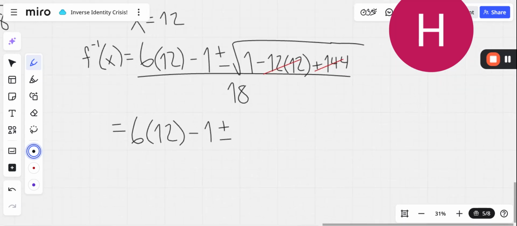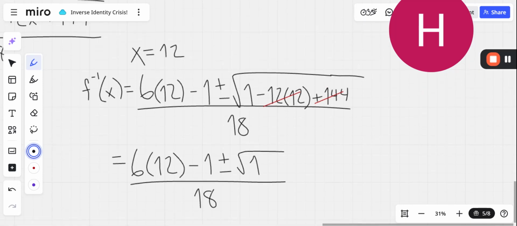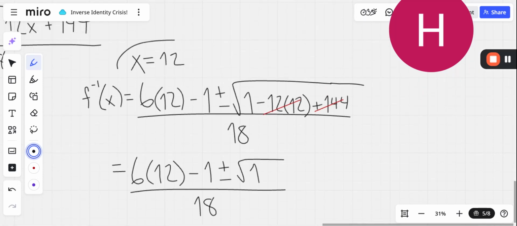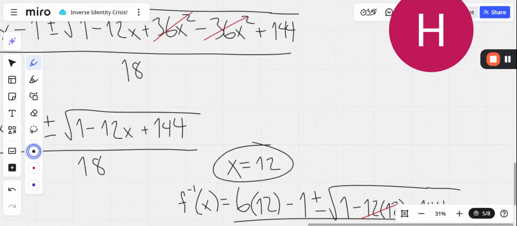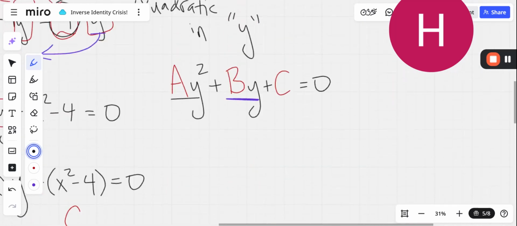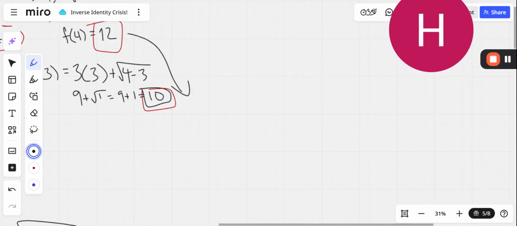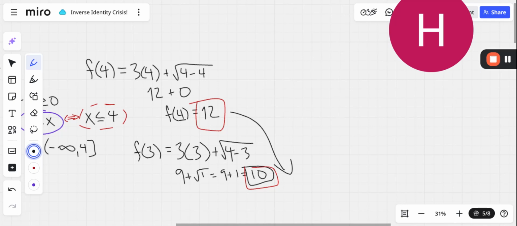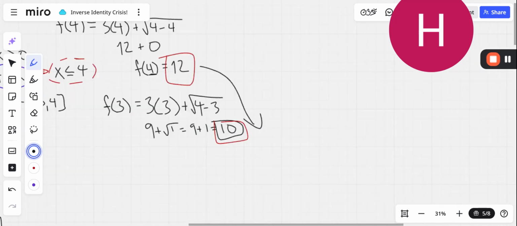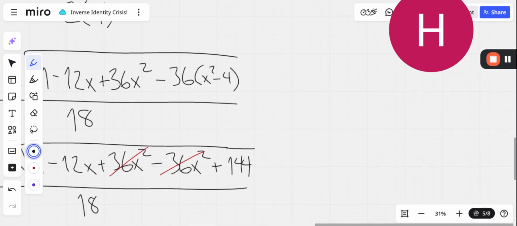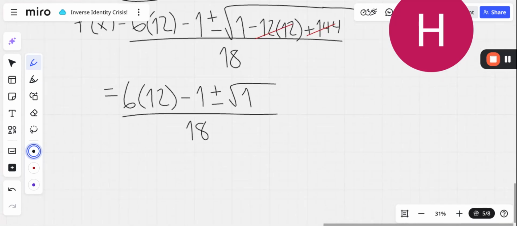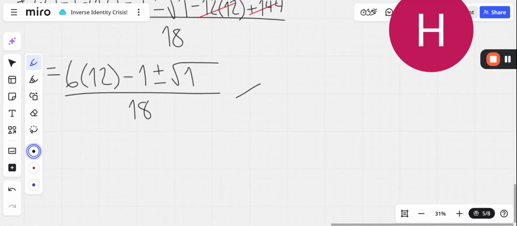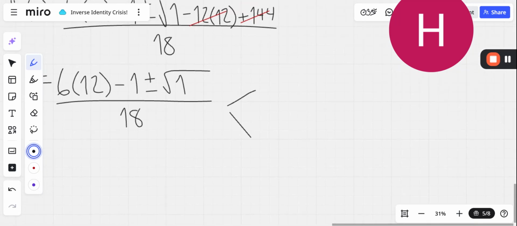Plus or minus, we're trying to figure out which one it is. Plus or minus the square root of 1, all over 18. What does this need to equal? Well, if x equals 12 on the inverse, then that means y equals 12 on the original function. We took a look at that. It had a value of 4. So whichever one we're going to pick, it better come out to be 4.